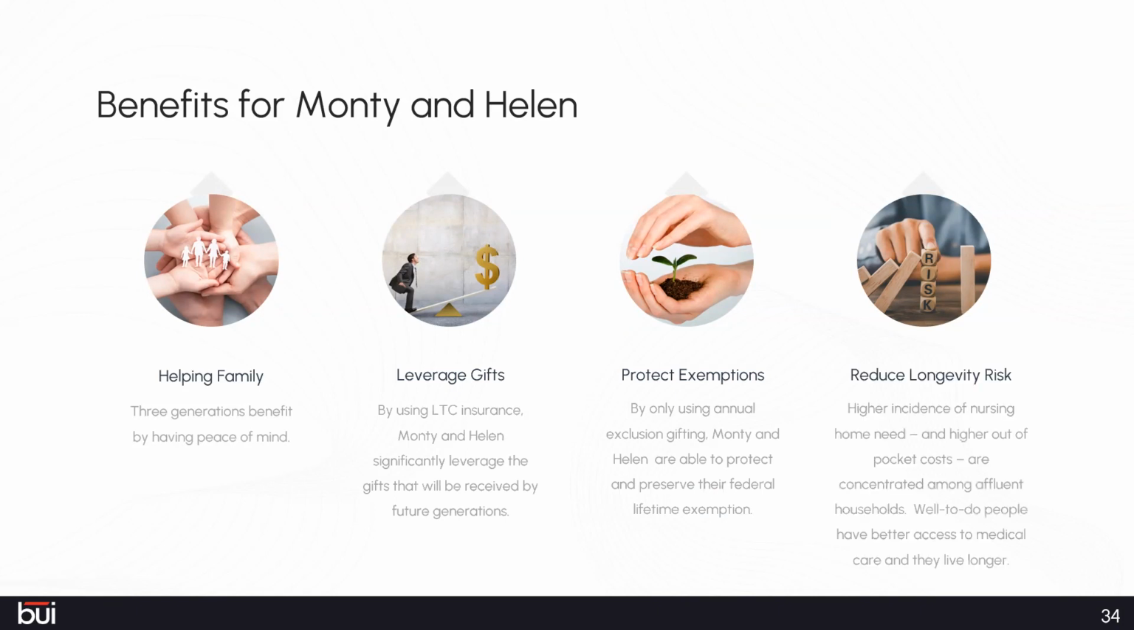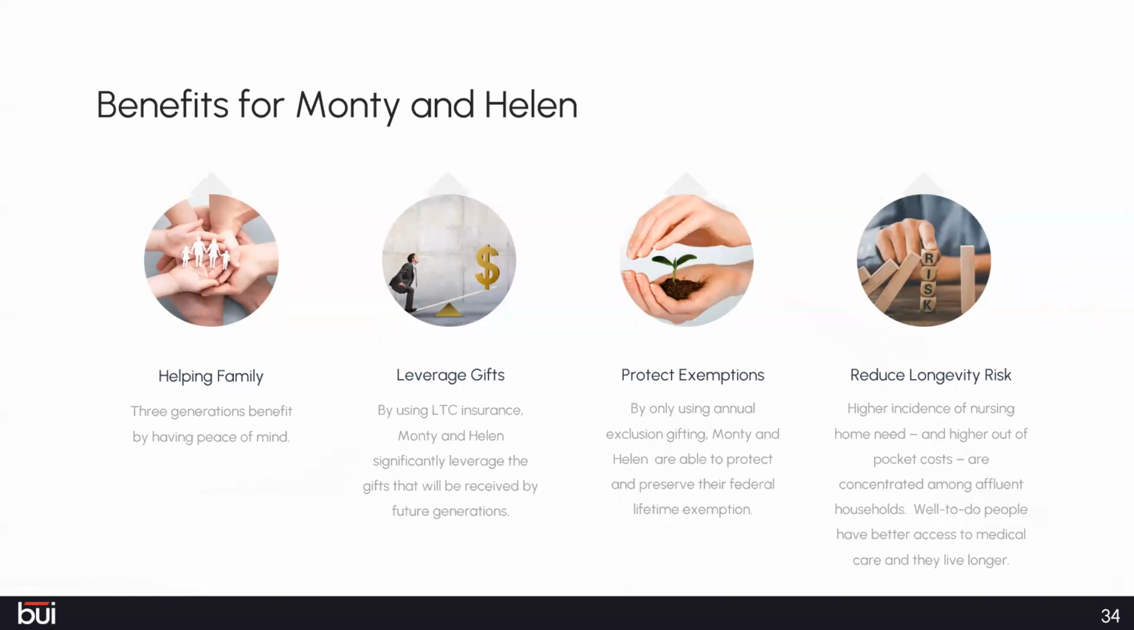And number four, they've reduced the longevity risk to their family. The simple reality is that the longevity risk is concentrated among affluent households. We know that the well-to-do have better access to healthcare, better access to high quality food, better access to exercise, and as a result, they live longer. And they're not going to qualify for Medicaid, or unlikely to qualify for Medicaid. And that risk of living a long time is largely attributed to healthcare costs, which have now been largely mitigated.